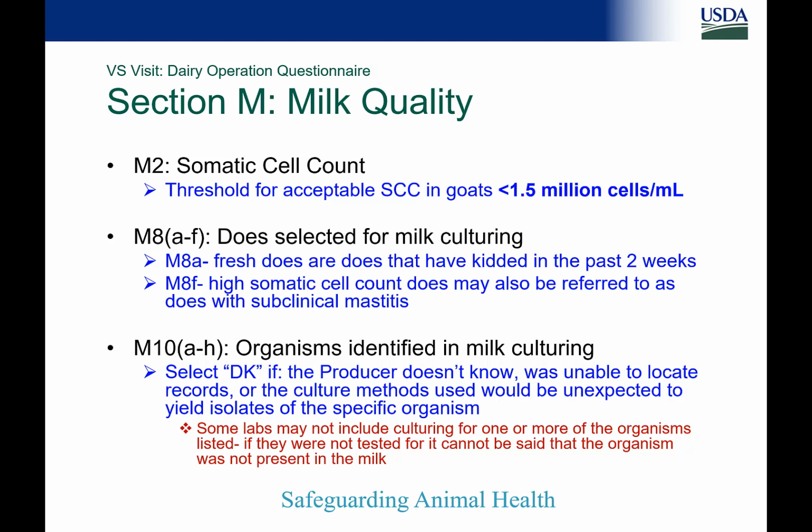And then M10 is organisms identified in milk culture. So select don't know, or 2 here in this list, if the producer doesn't know, was unable to locate records, or the culture methods used would be unexpected to yield isolates of the specific organism. So some labs may not include culturing for one or more of the organisms listed. If they were not tested for it, it cannot be said that it wasn't present in the milk, so mark don't know. If it was tested and it was negative, then you would mark no.